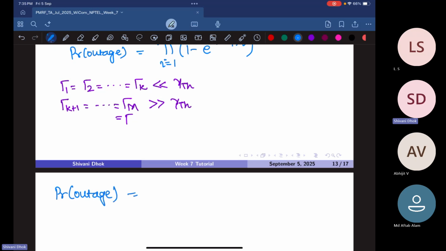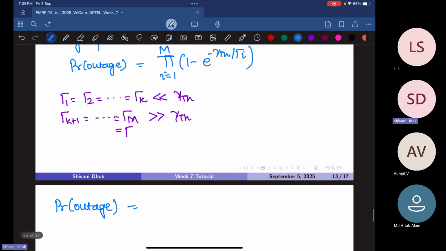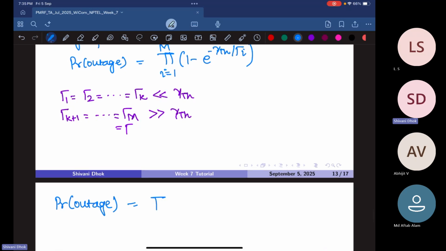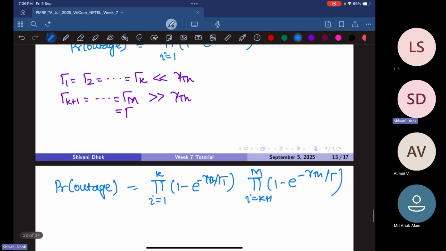The probability of outage, in the lecture we had seen it for one antenna being weak. For now, we are taking k. So let us separate it out: the product over i equal to 1 to k of 1 minus e power minus gamma th by gamma 1, since they are IID, into the product over i equal to k plus 1 to M of 1 minus e power minus gamma th by gamma.